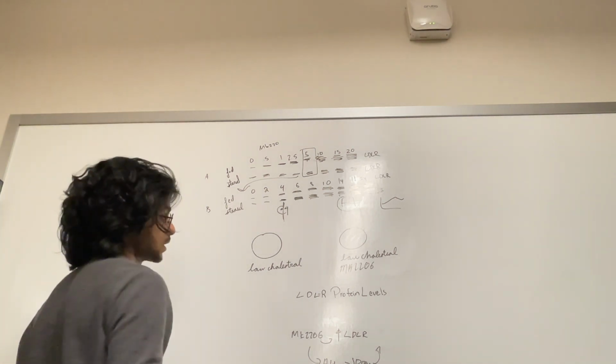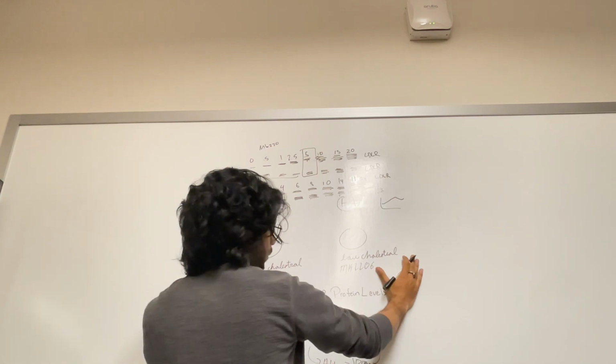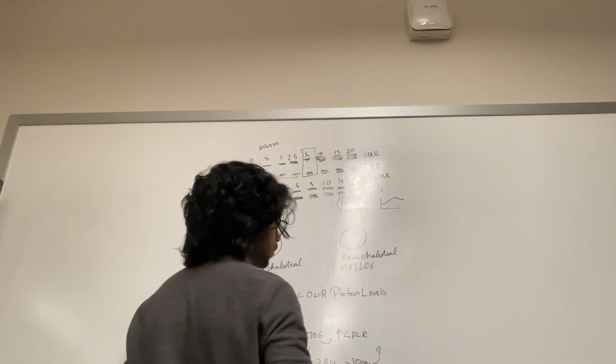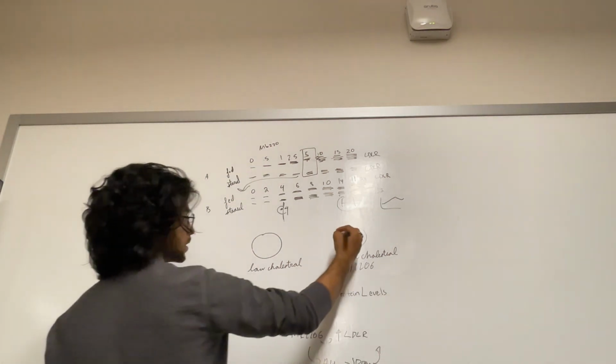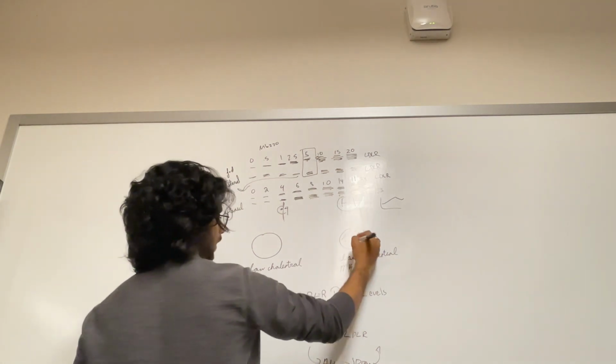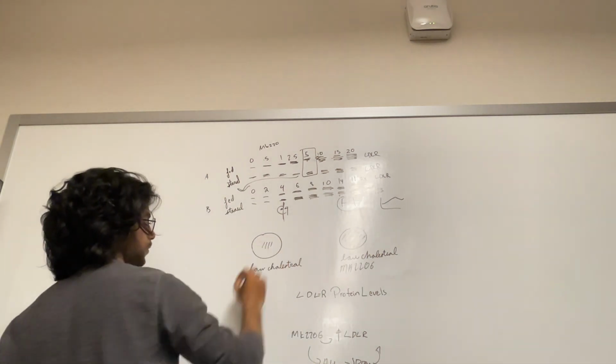To answer the second question, in 2 low cholesterol situations, except one is plated with MK2206, we would expect to see a greater amount in here and a lower amount in here.